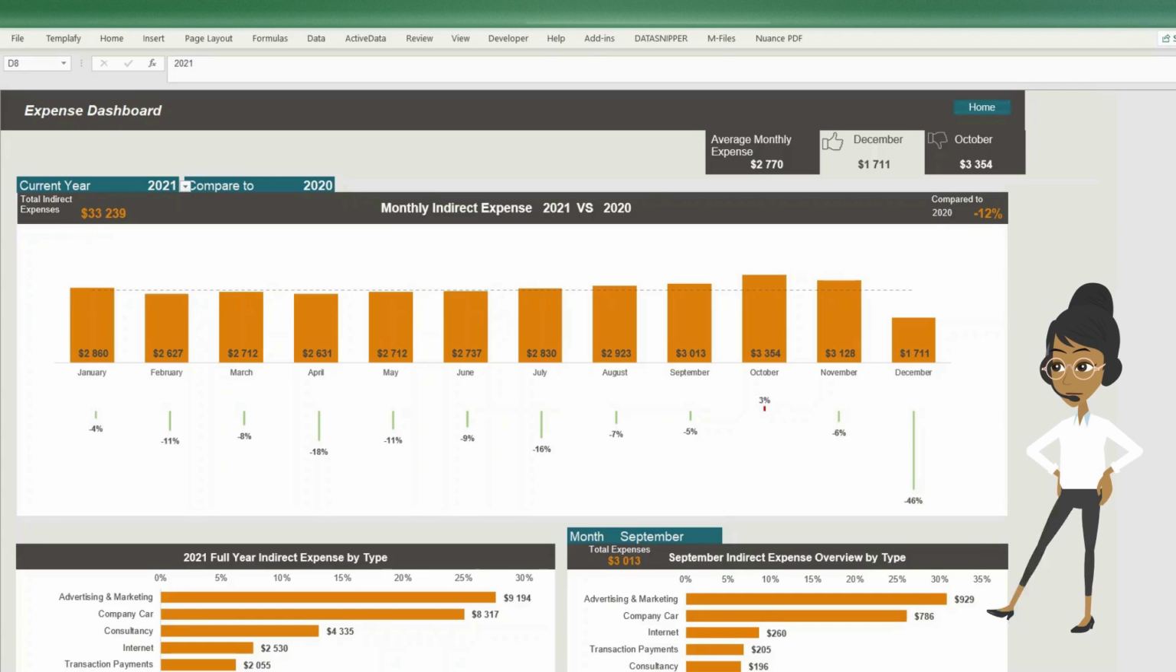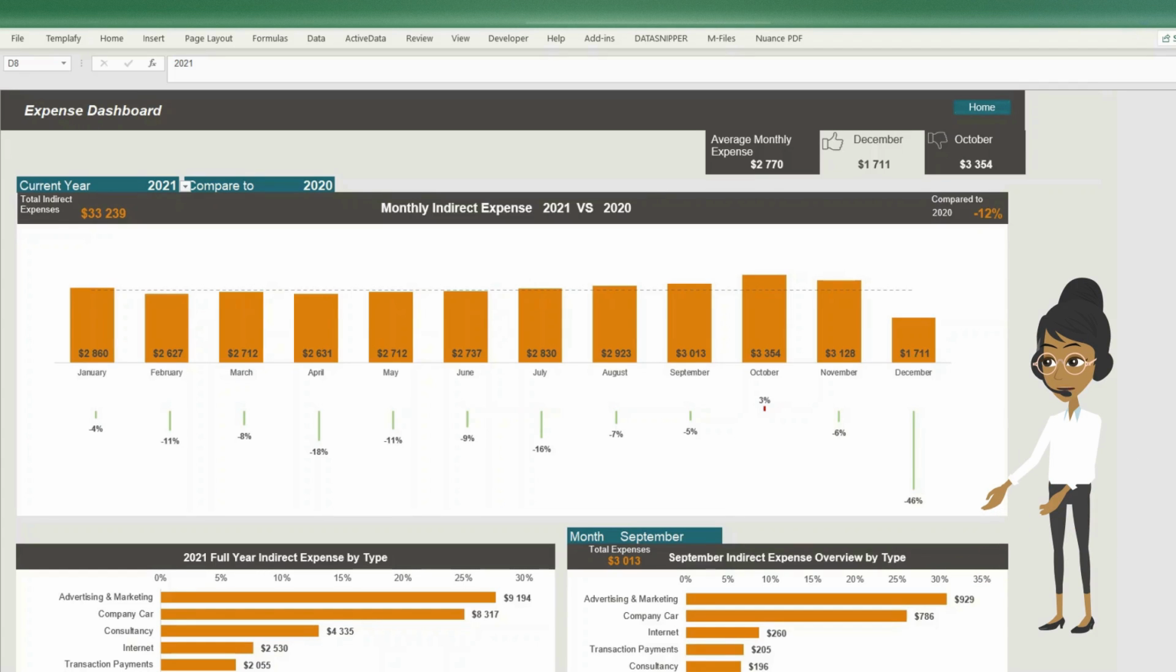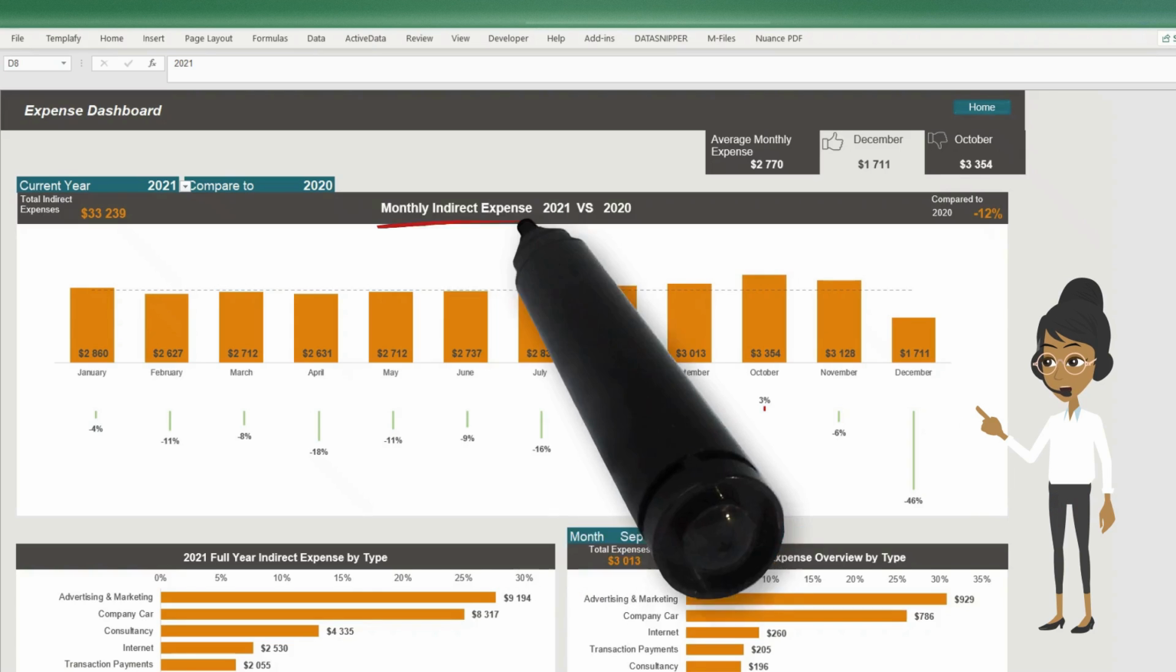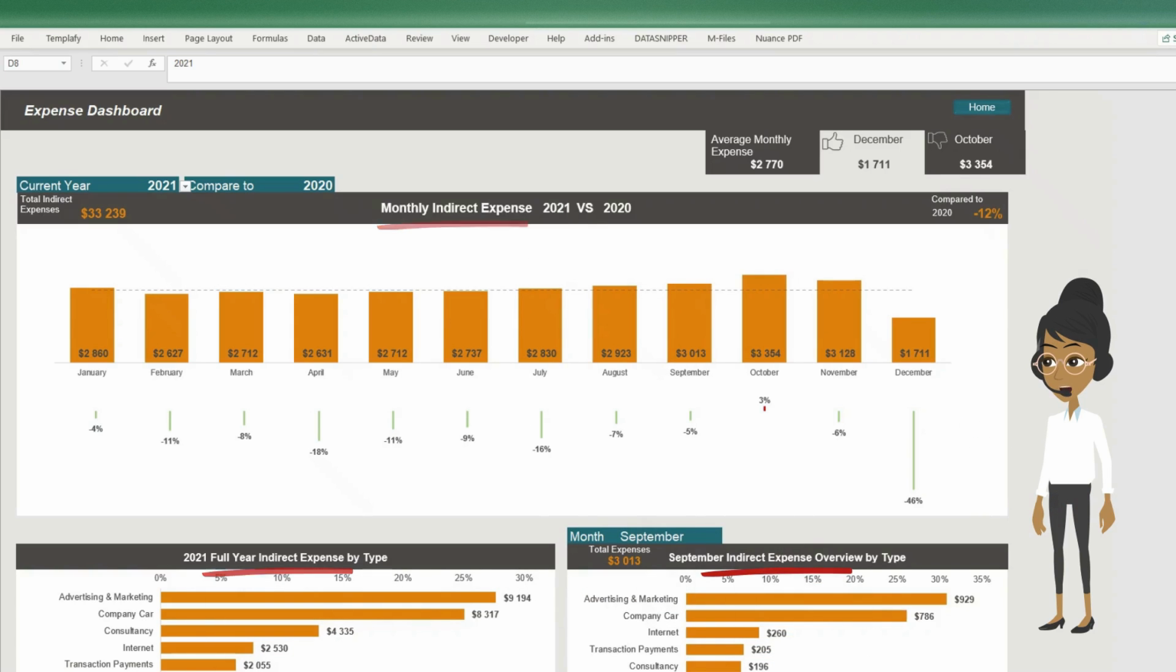So let's look at the expense dashboard. As we explained earlier, there are different kinds of expenses. This dashboard will focus on direct and indirect expenses. All the graphs have headers and each header states which expense is visualized.